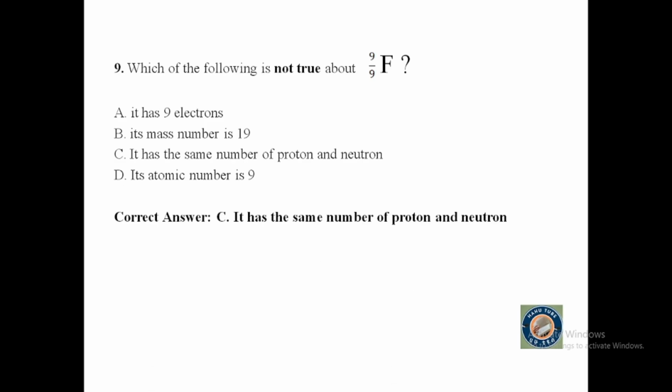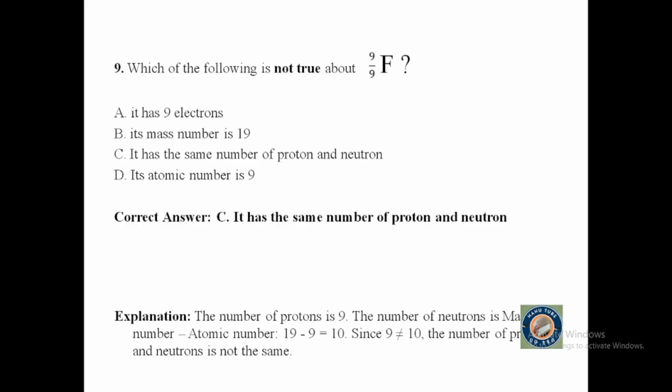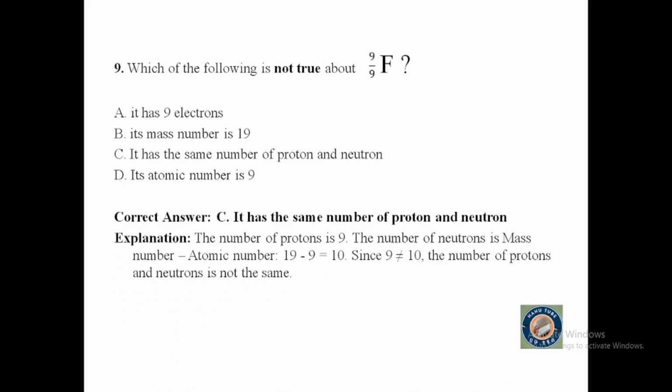The answer is it has the same number of protons and neutrons. The number of protons is 9. The number of neutrons is mass number minus atomic number, which is 19 minus 9, equal to 10. Since 9 is different from 10, the number of protons and neutrons is not the same in the case of fluorine.